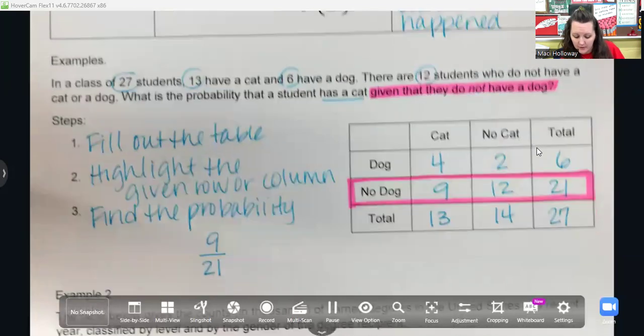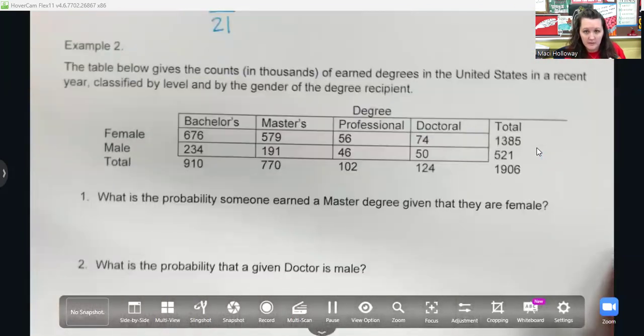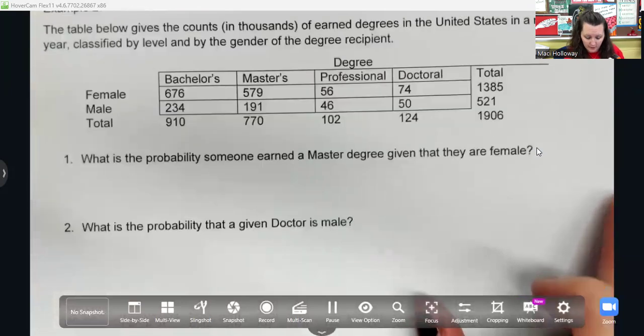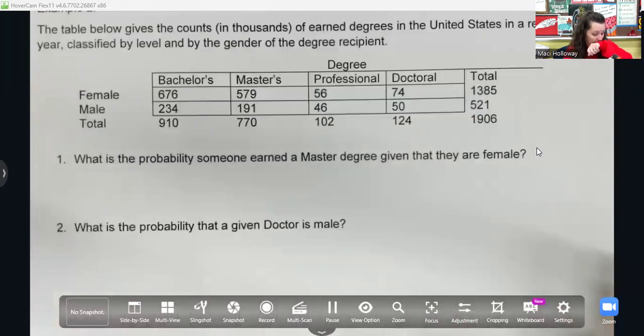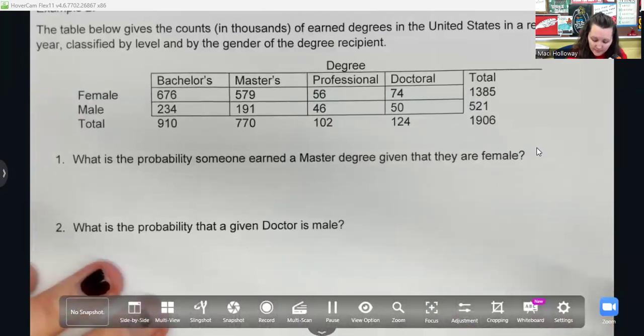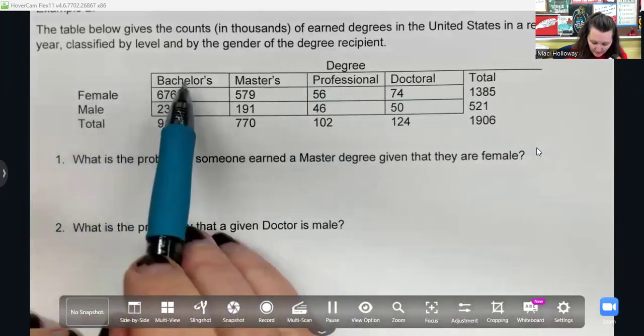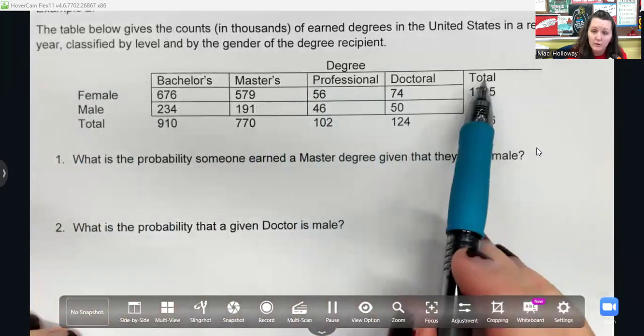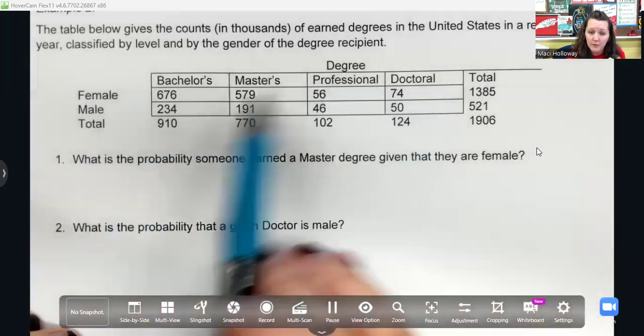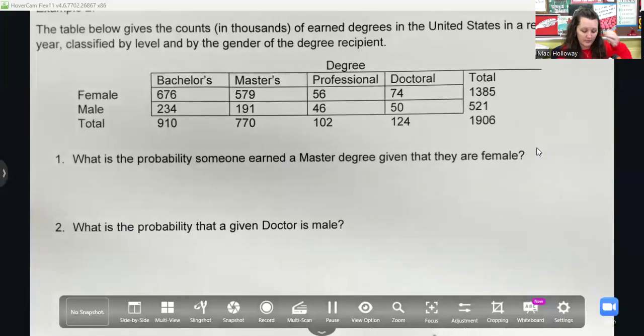Let's elevate a little bit and make it a little more difficult here. The table below gives the counts in thousands of earned degrees in the United States in a recent year, classified by level and by the gender of the degree recipient. So let's look at this. We have female, male, total, bachelor's, master's, professional, doctoral, and total. We have our total columns. Everything's already filled out, so we don't have to fill out the table.